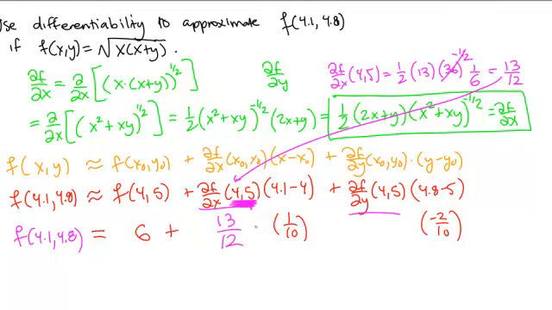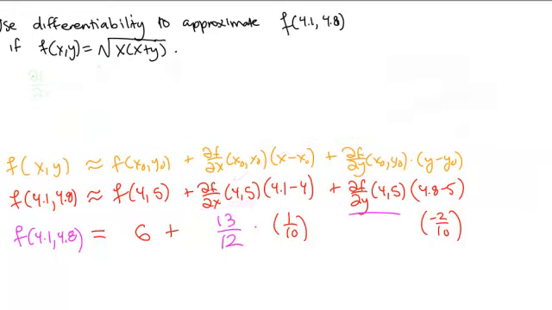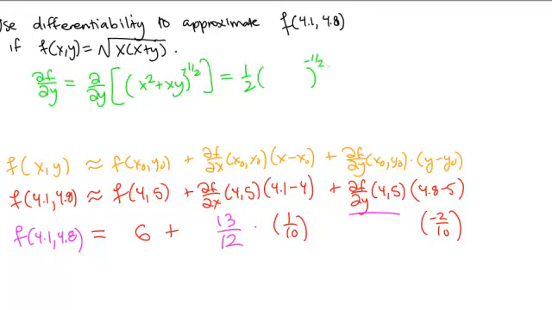Now, we just need to work out the partial derivative with respect to y and show that it's continuous at the point (4,5). So first we'll take the partial derivative of this expression, and remember that once we prepped it, it was x squared plus xy to the 1/2 power. So the derivative of blank to the 1/2 will get me 1/2 blank to the minus 1/2 times the derivative of the inside. The inside is x squared plus xy. The derivative of this with respect to y is just x. And so we get 1/2 x times x squared plus xy to the minus 1/2 power.